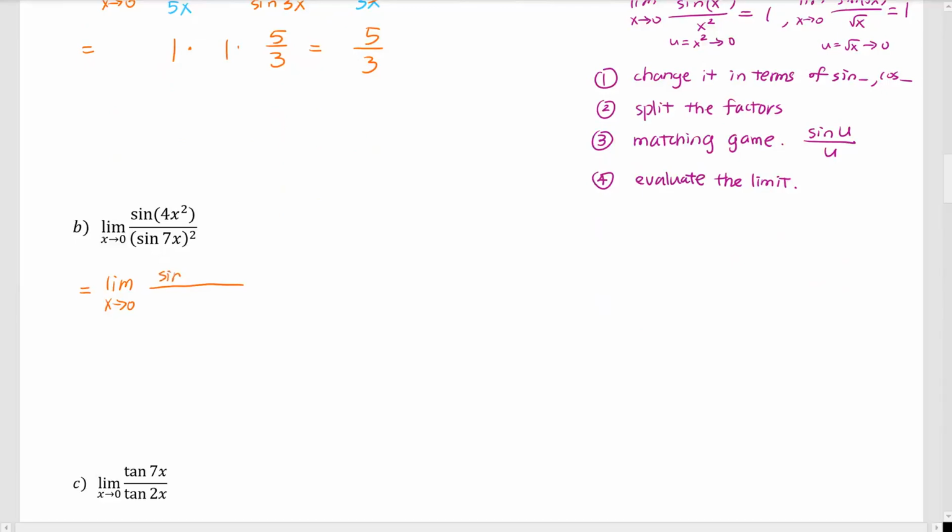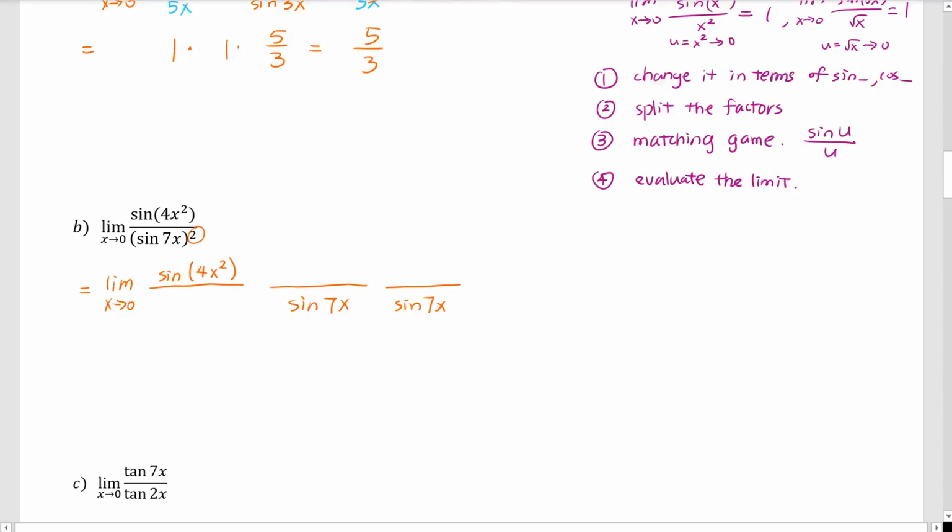We have sine 4x squared on the top. So this guy is one term. I'm worried about what students will do: they'll say, oh, sine x and 4x squared. No, it's not multiplication. It's sine of 4x squared. And then on the bottom, I have sine 7x. Actually, I have 2 copies of that.